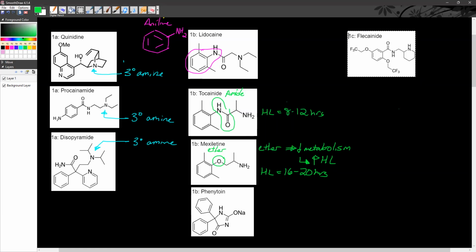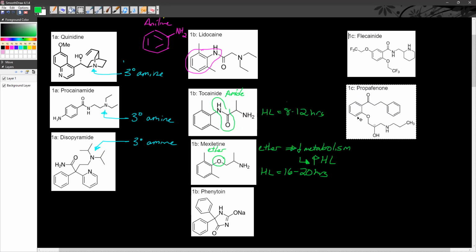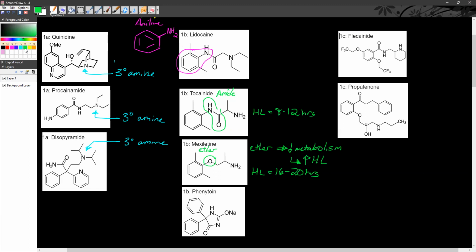Flecainide and propafenone. And when we look at this class, what we see is that we have the same lipophilic area that we care about. We have that spacer, right? The 3 or 4 carbons. But instead of having a tertiary amine, what we have in class 1C is a secondary amine.